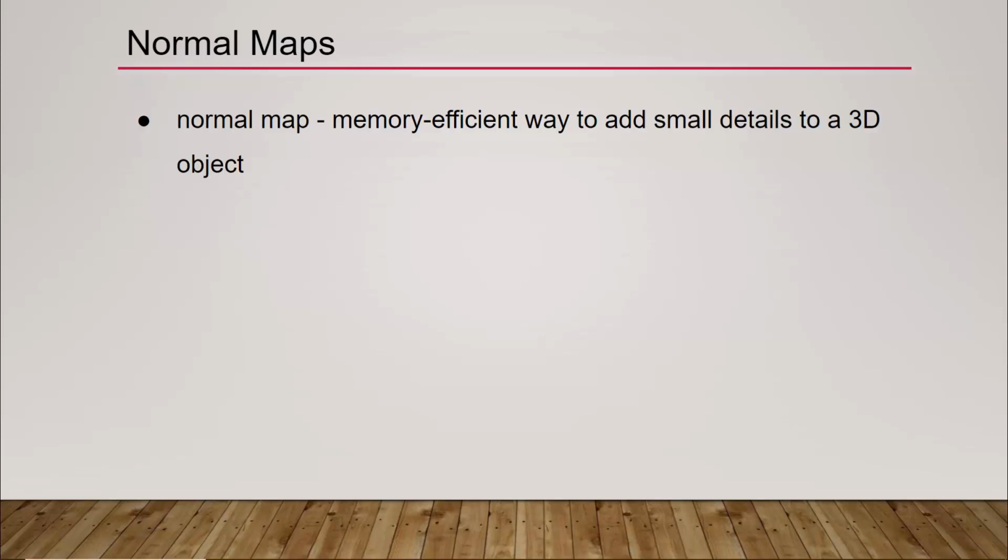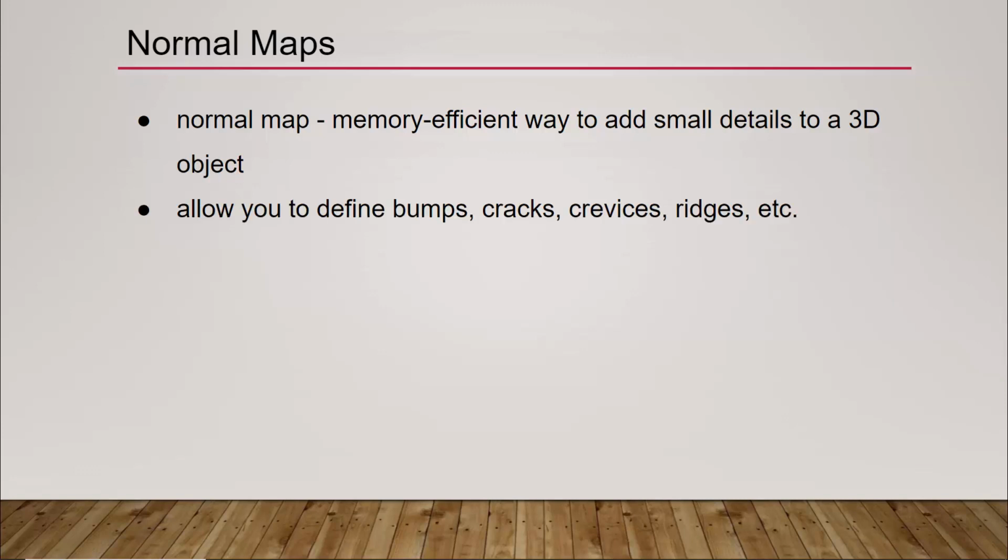In this lecture, we're going to take a look at the normal input of a material, which is used to define a type of texture known as a normal map. In the world of 3D modeling, normal maps are a memory-efficient way to add small details to a 3D object. They allow you to define things like small bumps, cracks, crevices, and ridges in a way that is much more cost-effective than the regular way of defining things in 3D space.